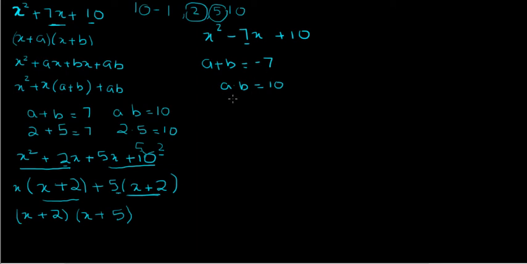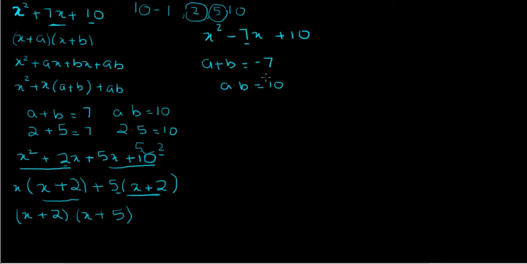So when do we get a positive product? When both the given numbers are negative or when both are positive. Since the sum is negative here, it implies that both our numbers are negative. Now if we pick 1 and 10, minus 1 plus minus 10 will give me minus 11.